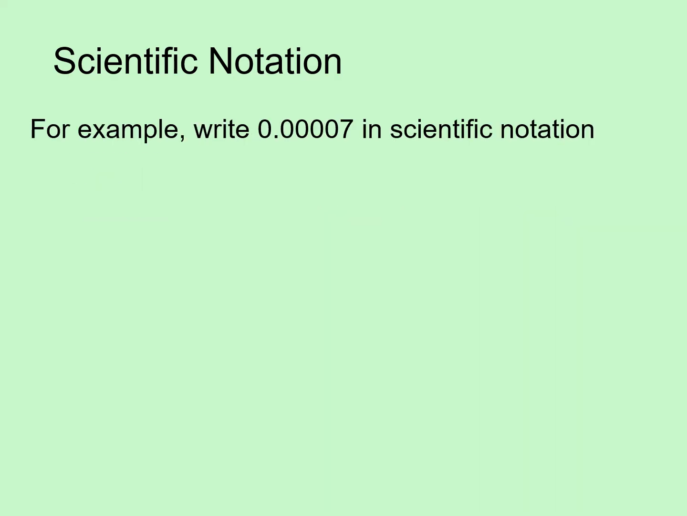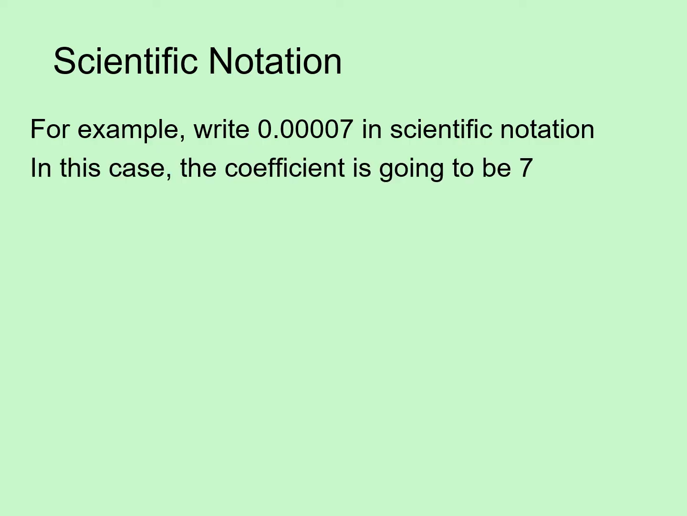For example, if I have 0.00007 and I want to write that in scientific notation, I have to move the decimal so that I come up with a coefficient of 7. How many times will I have to move the decimal? 1, 2, 3, 4, 5 times. Make sure to get it over on the right side of the 7 so that your coefficient is between 1 and 9.99999.